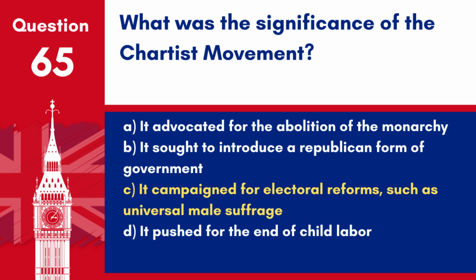Answer: C. It campaigned for electoral reforms, such as universal male suffrage. The Chartist movement, which peaked in the 1830s and 1840s, was significant for its campaign for sweeping electoral reforms, including universal male suffrage and voting by secret ballot.